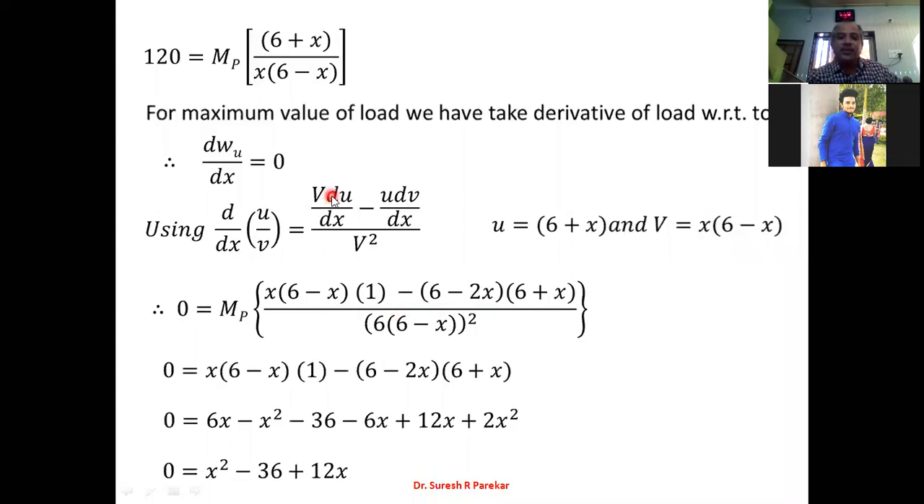So we have substituted: x into 6 minus x times du by dx, from where we have seen 1, so we have 1. U we have 6 plus x, dv by dx. Here we have taken x inside, so 6x gives 6, x square gives 2x. So below we have, sorry, this should be x into 6 minus x whole square. So the derivative goes to the left and becomes 0. So I have x into 6 minus x minus 6 minus 2x into 6 plus x.